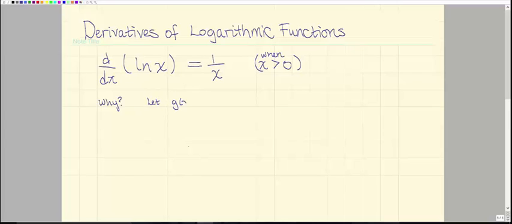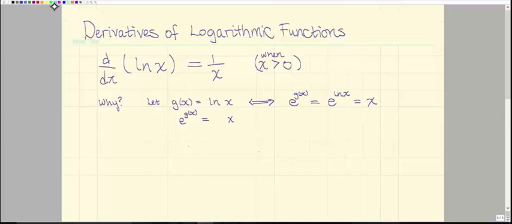Let g of x be the name we give for this function natural log x. This should tell us that e raised to the g of x is equal to e to the natural logarithm of x, and we know that e raised to the logarithm of something should give us back just x. So we have this equation, e raised to the g of x is equal to x.